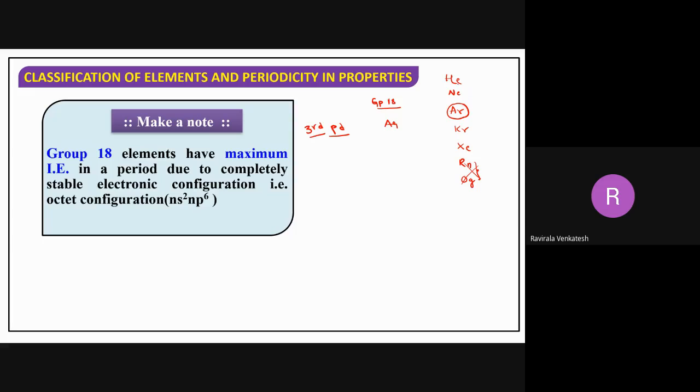Now, in the entire periodic table, which element is having highest ionization potential? Helium, because left to right increasing, top to bottom decreasing. Therefore, helium is having highest ionization potential, whereas cesium is having lowest ionization potential.